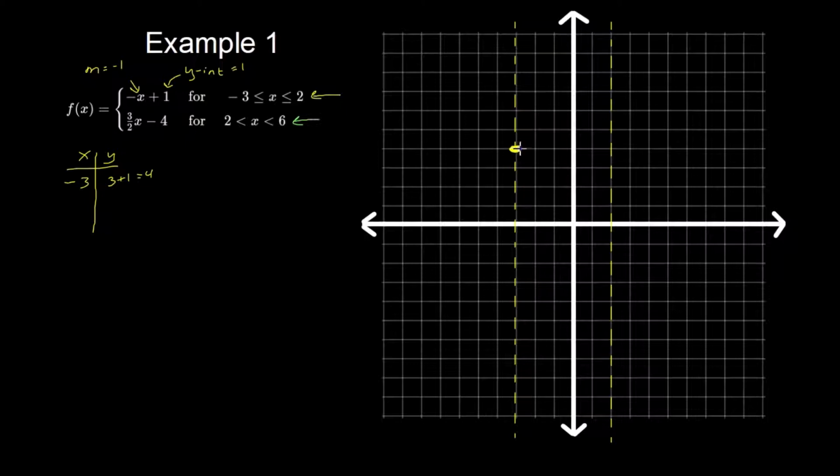Now I am putting a closed dot on purpose because it says or equal to. If it says or equal to, then you know that you've got a closed dot. Closed dot means that it is included, and so I look for those equal signs.